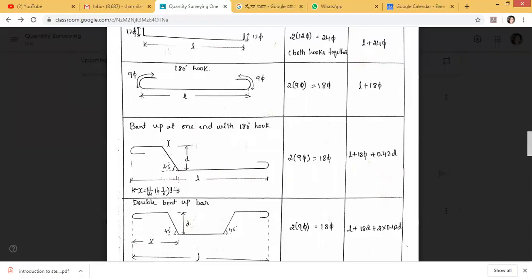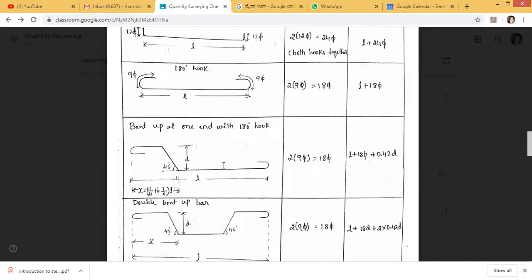Suppose we have the bent up bar, then the equivalent length, how much extra you should add for the given length of the bar? It should be 0.42 times of D. This 0.42 times of D is just for one bend, not for two. It is just for one bend.